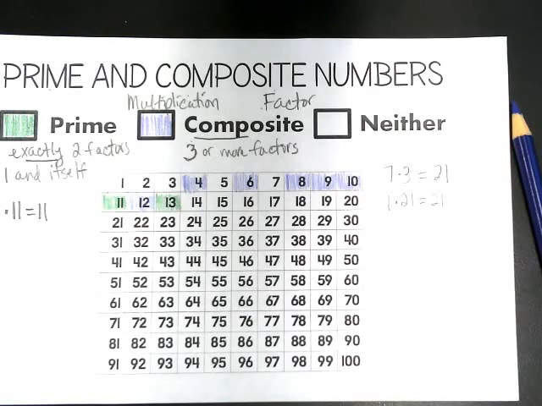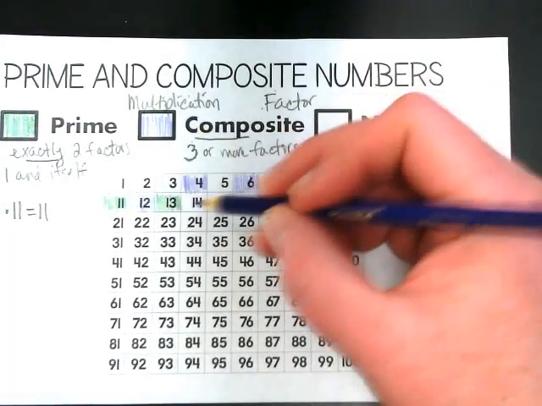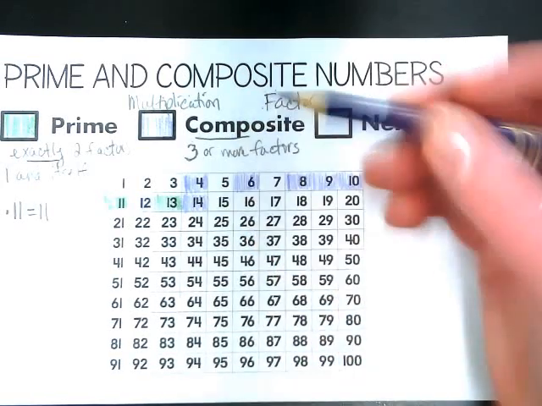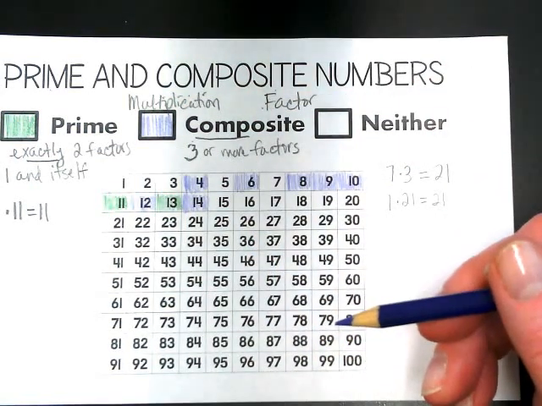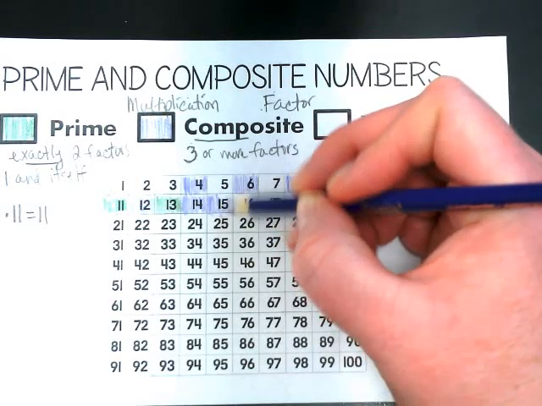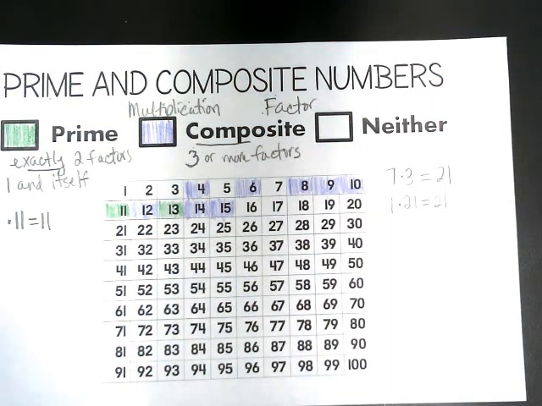What about 14? You guys should have your own pencils. Not sharing. Okay, 14 has more than one way to multiply and make it, doesn't it? What about 15? What about 16?